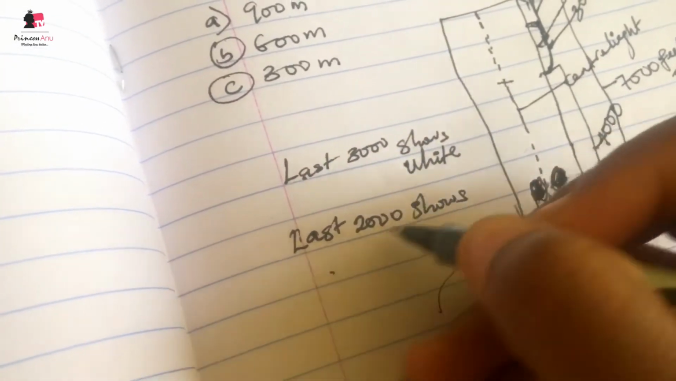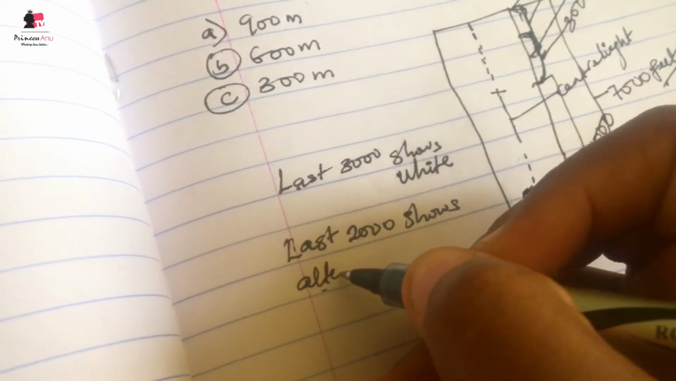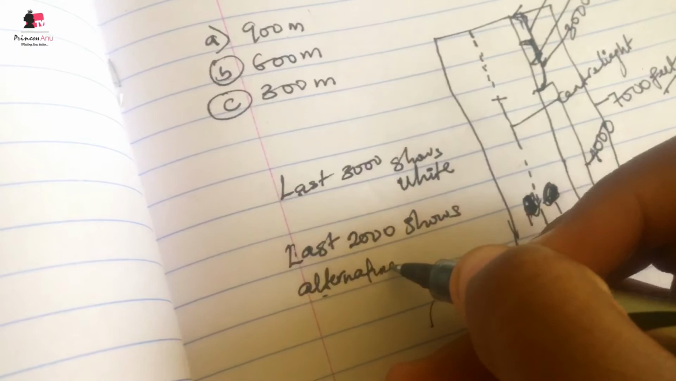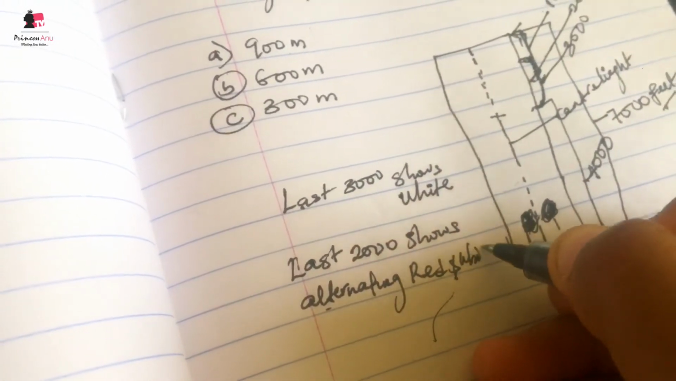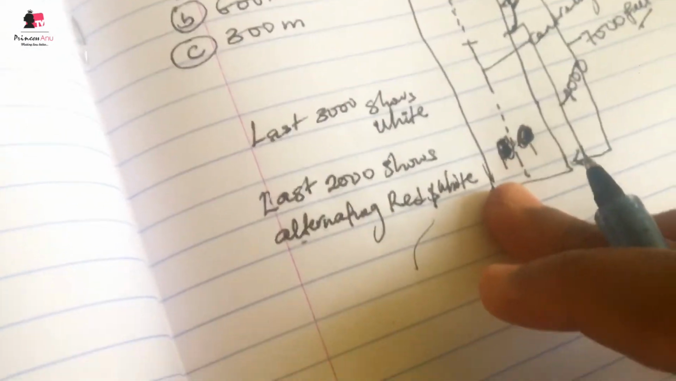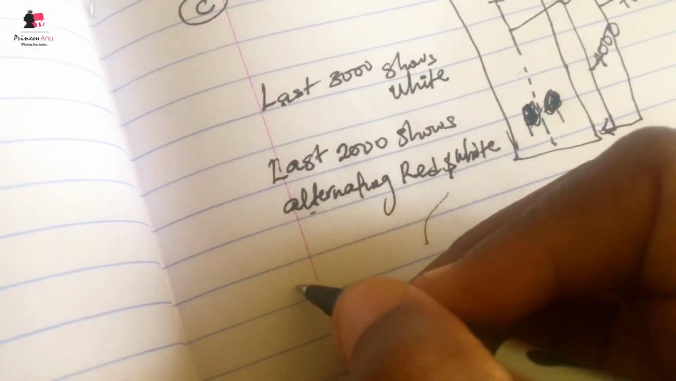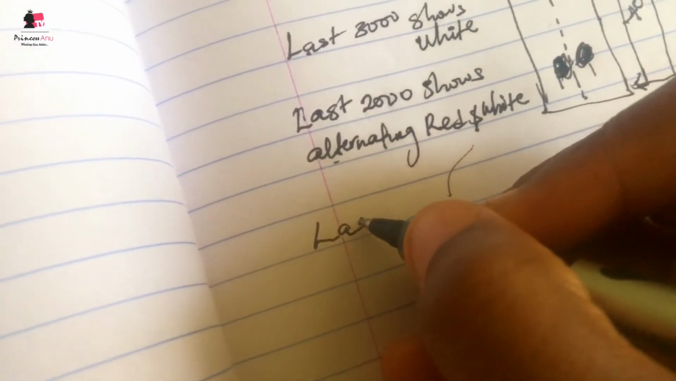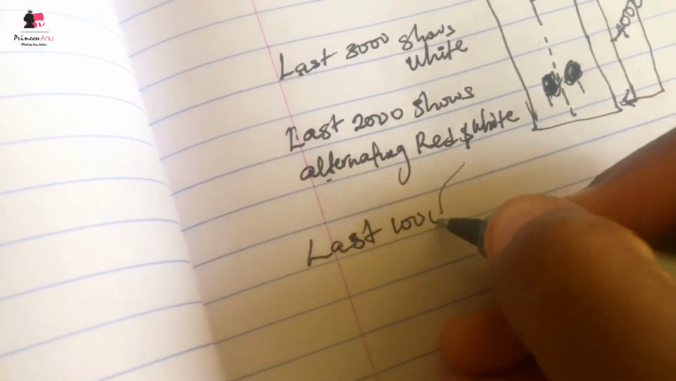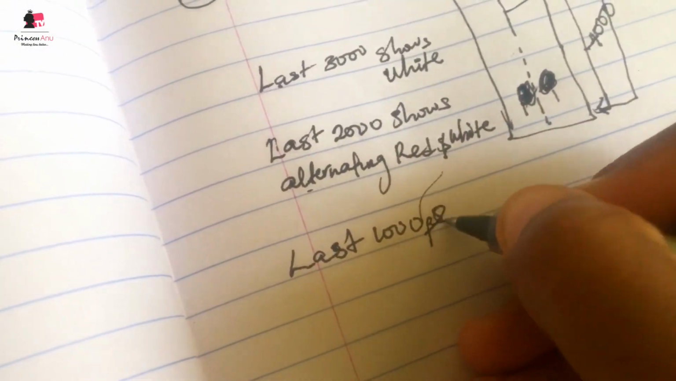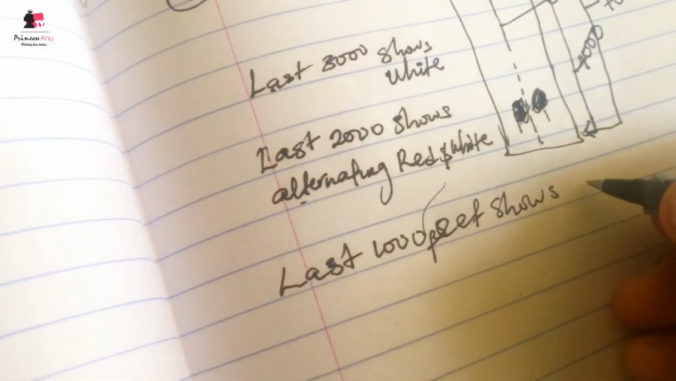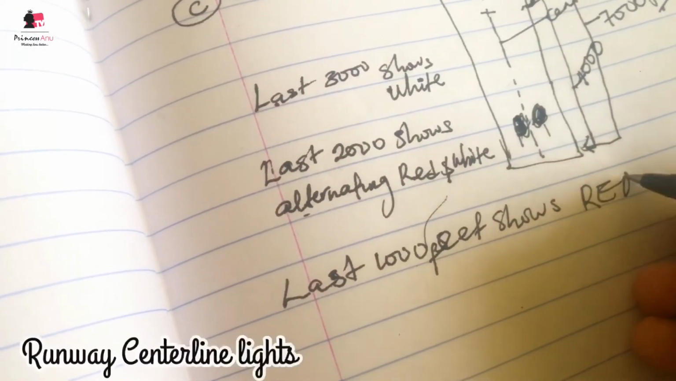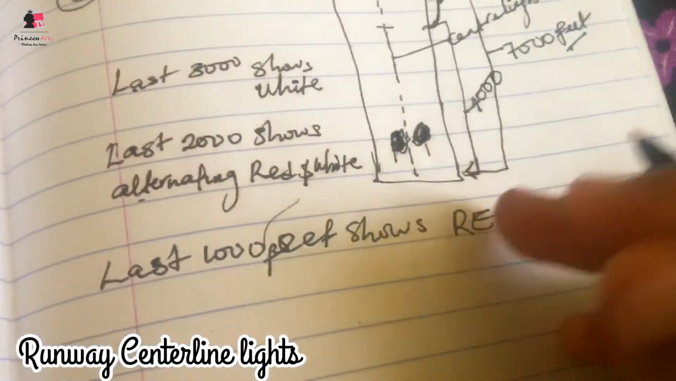And don't forget, the question is asking us, when will that light change from an alternating red and white to only red? Note, the last 2,000 feet will show red and white. So now at the last 1,000 feet, that's when you're going to be having only red light. Only red light. Note that, only red light. That is what is going to be showing at the last 1,000 feet of the runway.